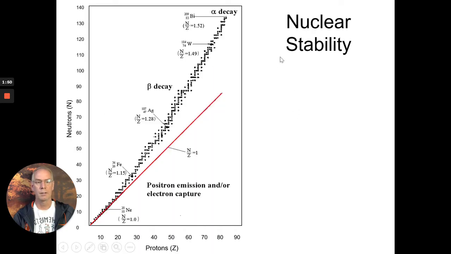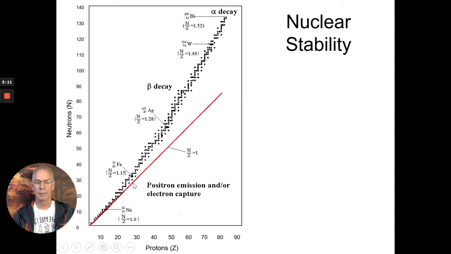What you're looking at here is called the, well, it goes by lots of names. It's called the island of stability, the peninsula of stability, the band of stability. And what we're looking at is number of protons versus number of neutrons. And the red line that I've shown here is a 1-to-1 ratio.